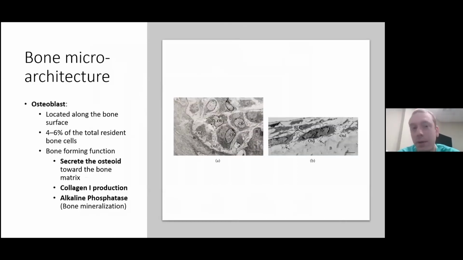Okay, so now let's talk a little bit about the microarchitecture of bone. We have different types of cells. First, we have osteoblasts that are located along the surface. They represent about 46% of the bone cells. They have a bone-forming function, and they secrete osteoid towards the bone matrix. They produce collagen 1, and they have the presence of alkaline phosphatase, which is responsible for bone mineralization. Here on the right, we have an electron micrograph showing the osteoblasts that are secreting the osteoid that produces eventually bone.